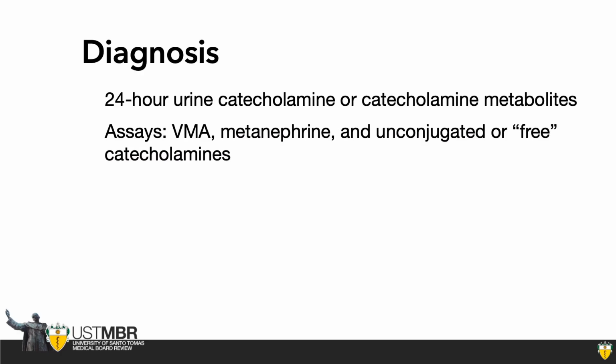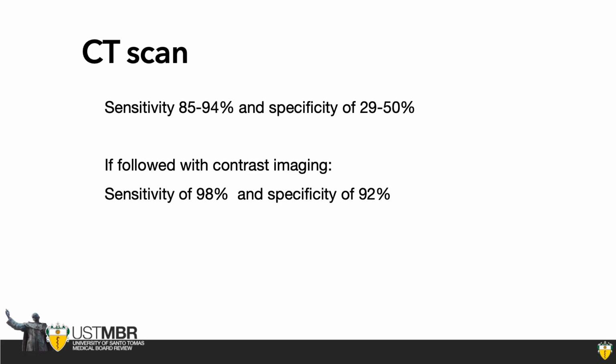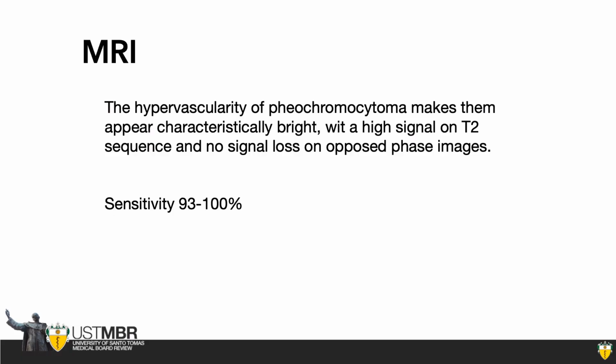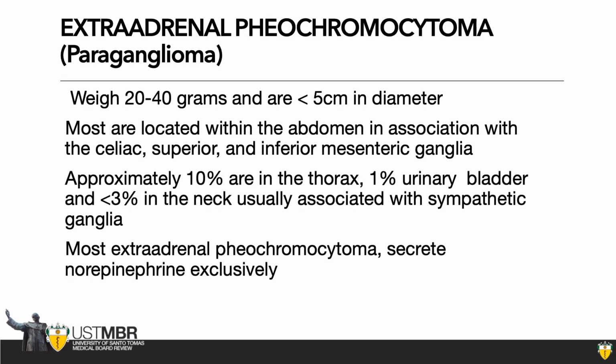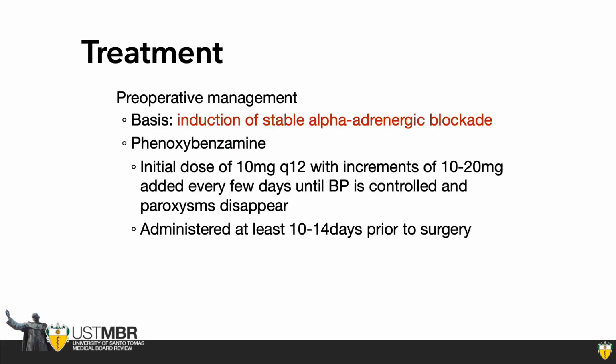Screening is a 24-hour urine metanephrines. We can do plasma metanephrine also. And if confirmed, you can do CT scan or MRI. So we already said extra-adrenal pheo is called paraganglioma. Treatment is to alpha block them. Especially if you're going to operate on them, the preparation is to give an alpha blocker.